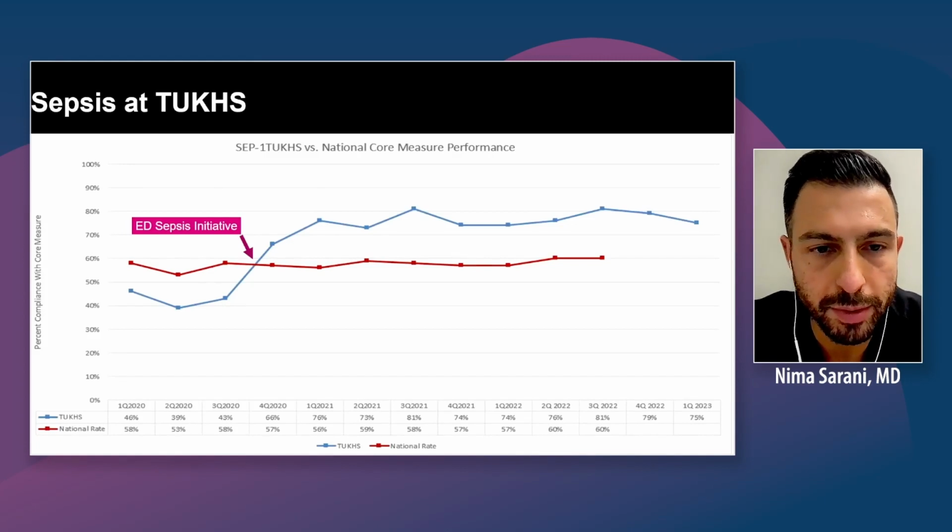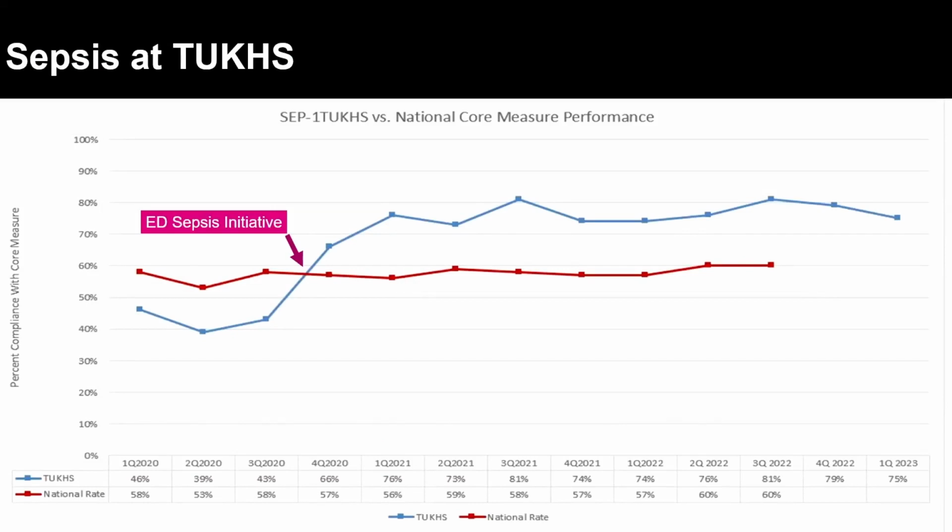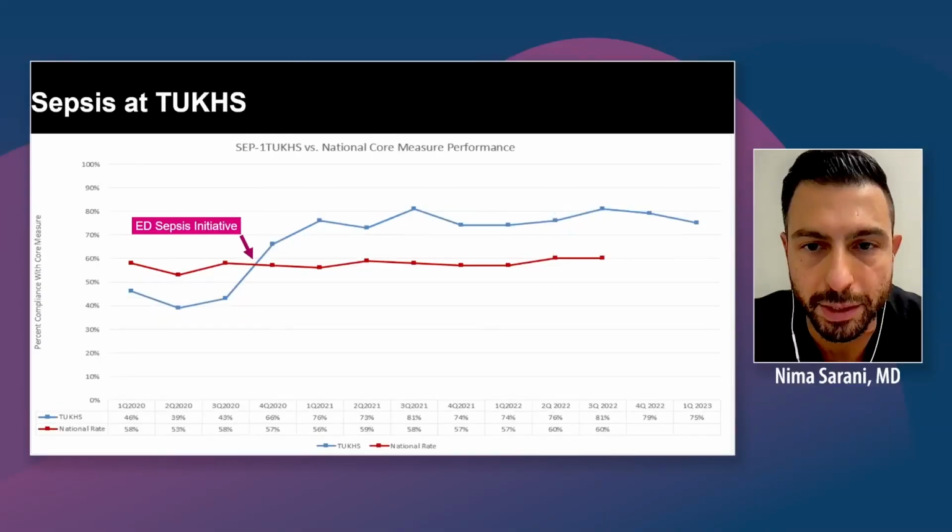So this is just to demonstrate our trend in CMS performance. You can see since the ED Sepsis Initiative that was implemented in October 2020, our CMS compliance has significantly increased from the pre-phase into the post-phase, and the red line is basically a national average. So we currently maintain a performance level way above the national average.